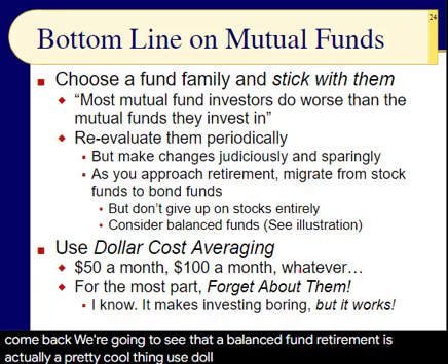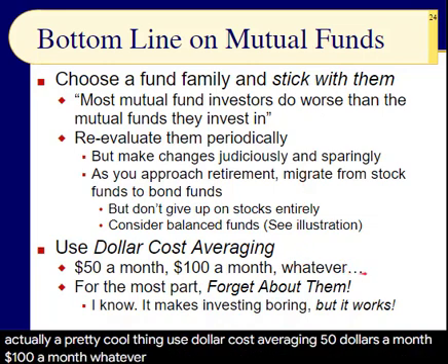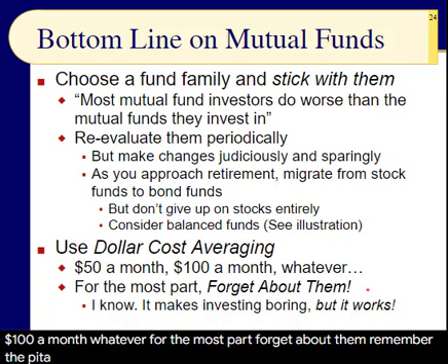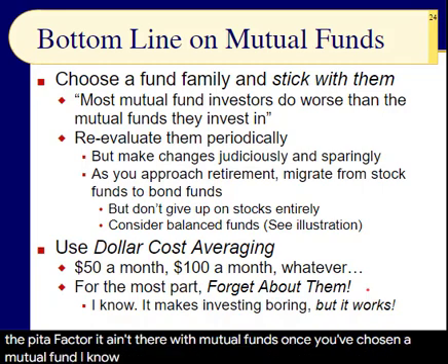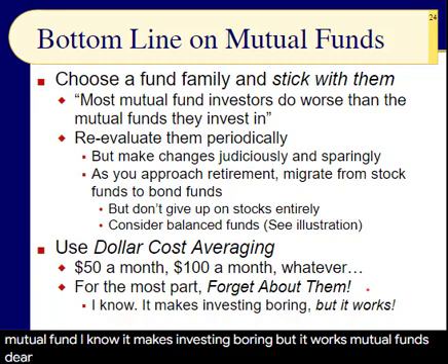Use dollar cost averaging, $50 a month, $100 a month, whatever, and for the most part, forget about them. Remember the PETA factor. It ain't there with mutual funds once you've chosen a mutual fund. I know it makes investing boring, but it works. Mutual funds, dear students, should bore you to wealth.